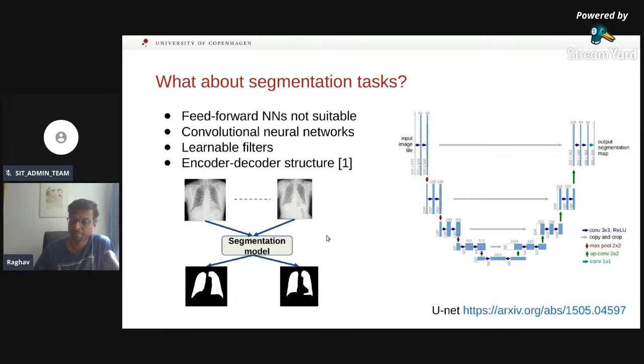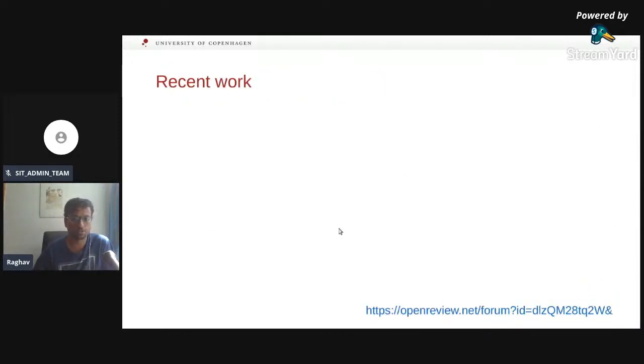I will see if I have time to quickly go through the other talk. So now this is sort of a classical way of doing it, and I'm just going to show you one of my recent works. I'm presenting this work tomorrow at a conference, so it's very recent, and we are using this for some of the COVID-related analysis.